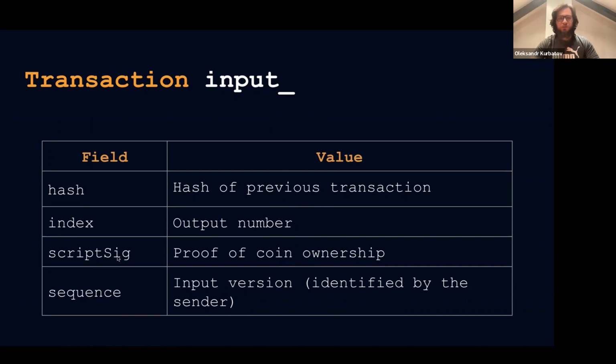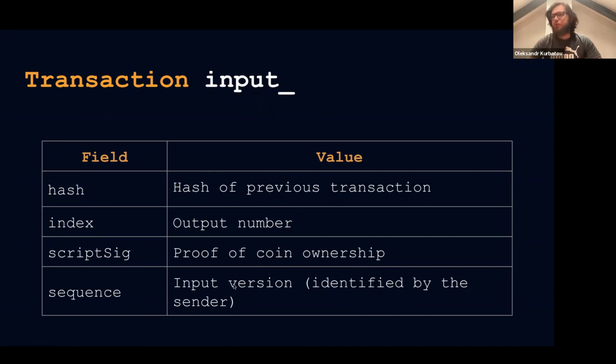Then scriptSig. This is a proof of coin ownership. Usually that's a digital signature. In this field, you should prove that you are the owner of this money. And the last one is sequence. That's a version of the input value.